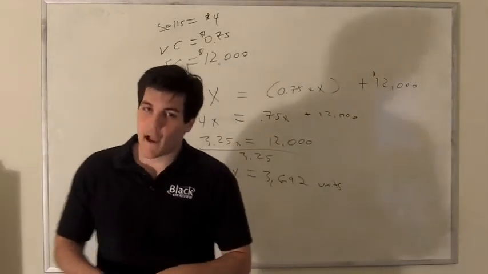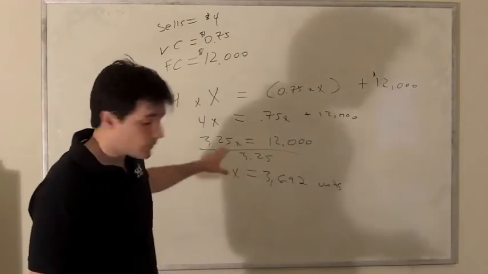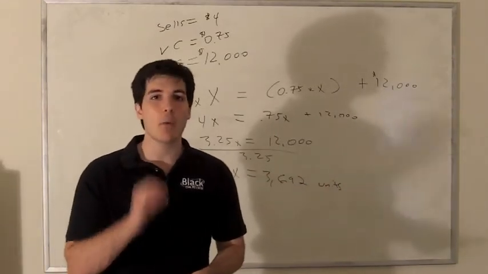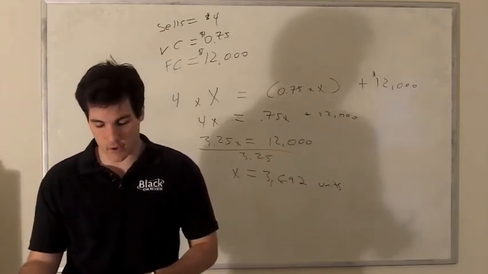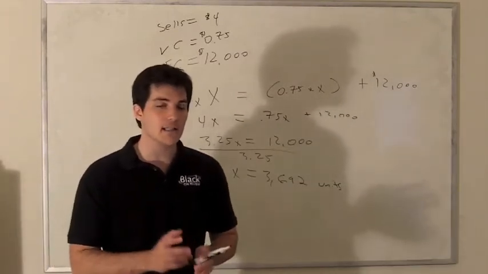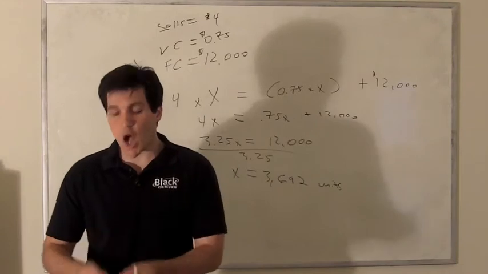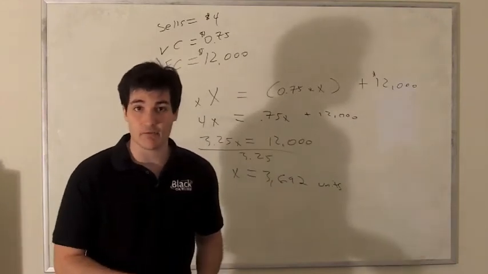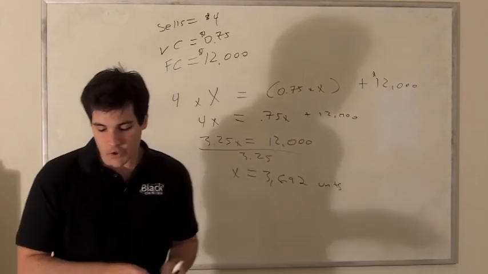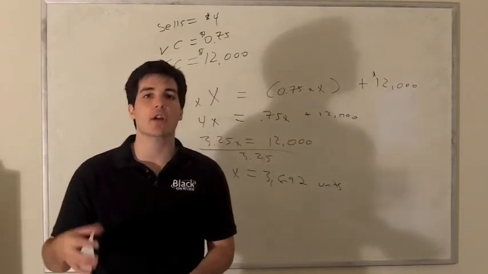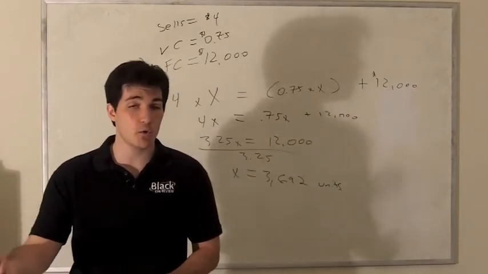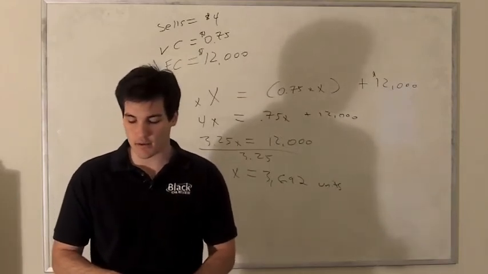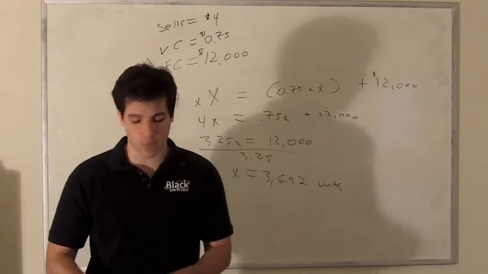Now, in this example, we determined the break-even point as a number of units that have to be sold. It's also possible to determine the dollar amount that the company must bring in order to break even. To do this, we have to calculate what's called the contribution margin per unit. To calculate the contribution margin per unit, we're going to use the following formula.